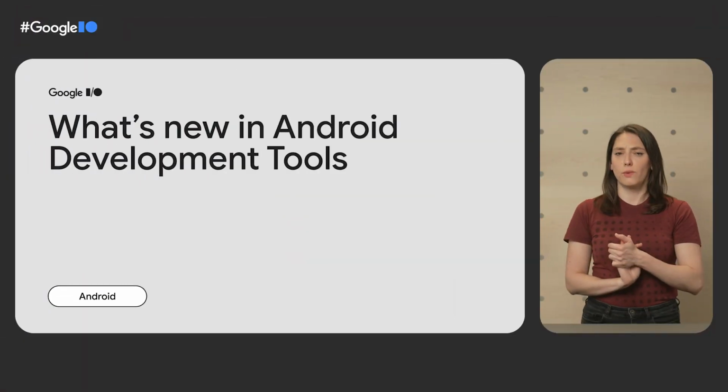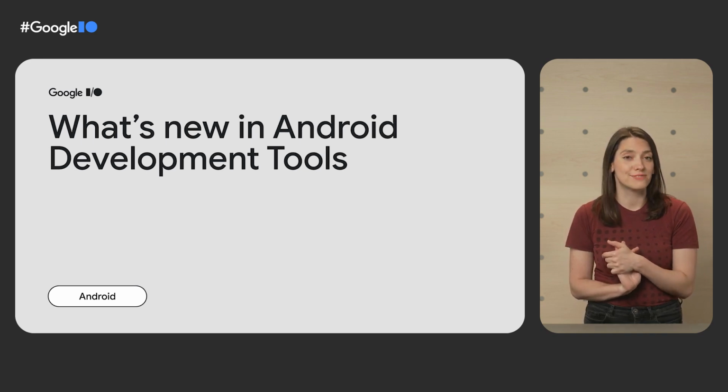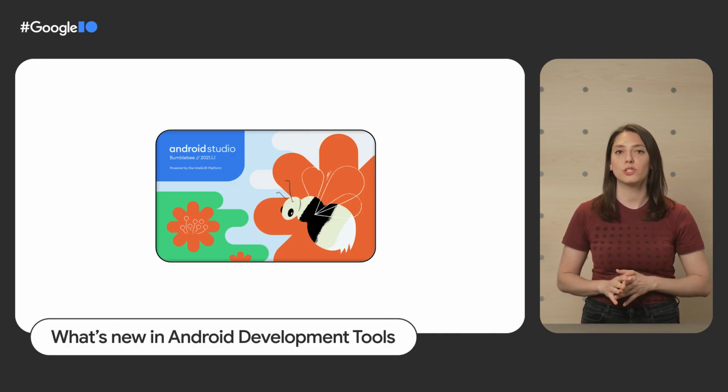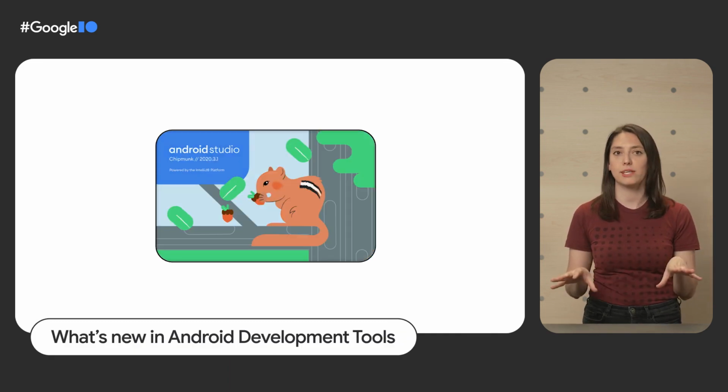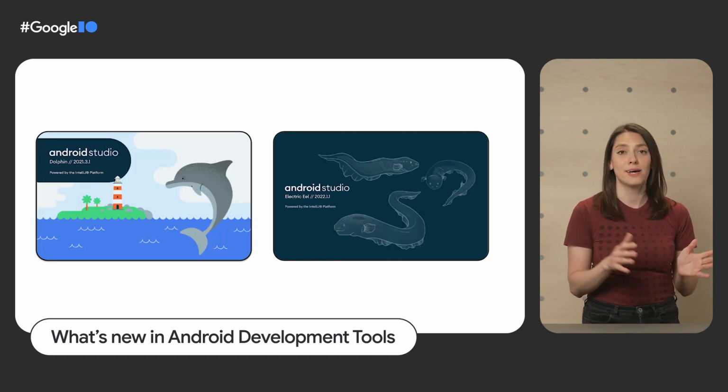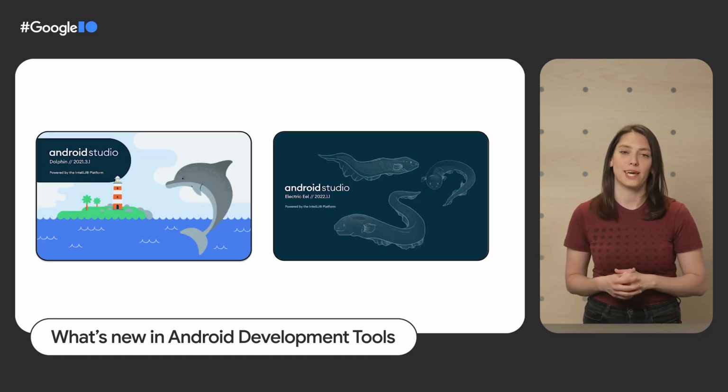Next up, it's time to talk tools. What is new in Android development tools? Well, turns out quite a lot. This session recaps the major features in the recent Android Studio stable releases, Bumblebee and Chipmunk, and then turns its attention to Dolphin, which is now in beta, and Electric Eel, which is in Canary.